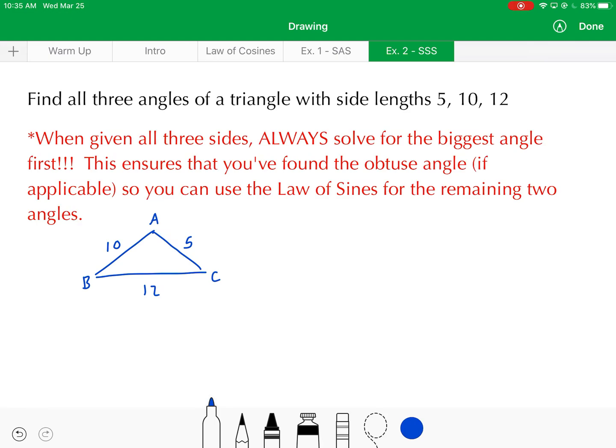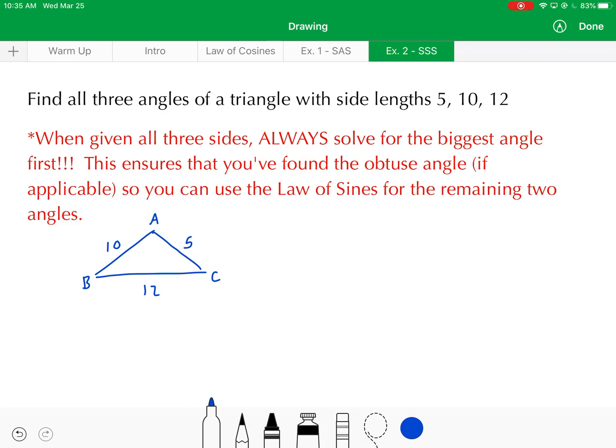All right, now notice what I have in red here. This is extremely important. So it says when you're given all three sides, so the side-side-side situation, always solve for the biggest angle first, okay? In doing so, that would show us if one of the angles is going to be obtuse or not.